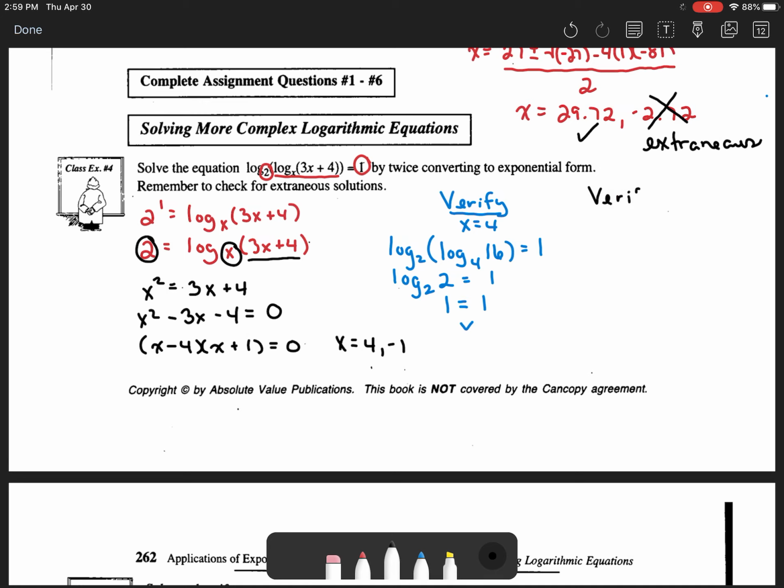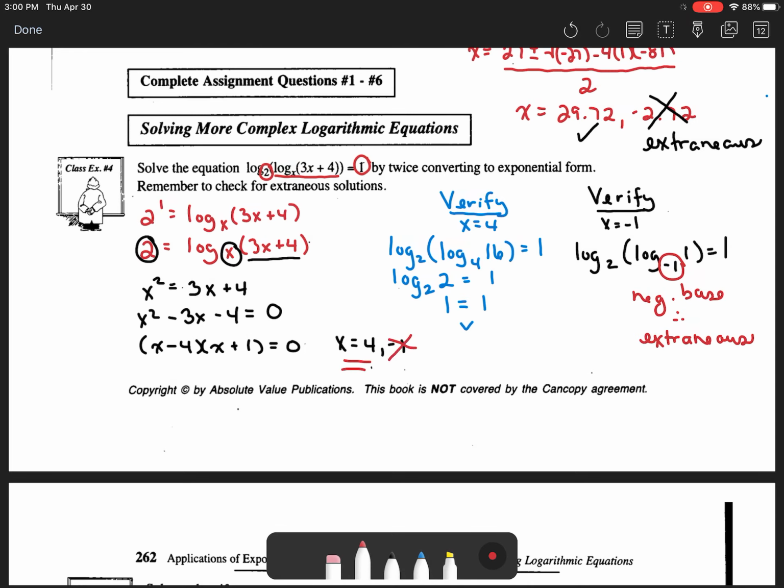When I try to verify the second solution, which is negative 1, let's see what happens. So it's going to be log base 2 of log base, and for x I put in negative 1, and then 3 times negative 1 is negative 3. Negative 3 plus 4 would be 1. Should equal 1. But again, the issue is that when I substituted that value in, this time I ended up with a negative base. So therefore that solution is extraneous. I cannot use it. So in this equation, the only valid solution is x equal to 4, negative 1 extraneous. We cannot use it.